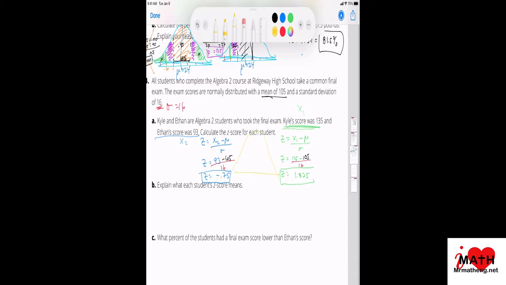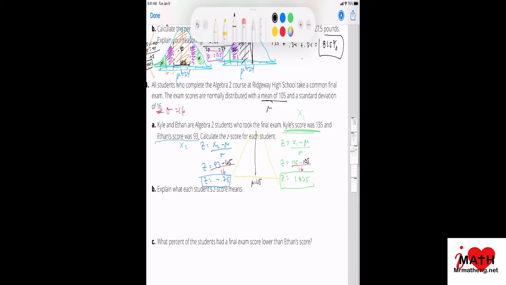Here's the curve. The mean of 105. Okay, so the green, Kyle's z-score, is 1.875. Or if you think about it, 135 is way up here. And notice that number is going to be a positive z-score. That's why it's positive. And the score of 93 is below the black line. Does that make sense? So this is 93, and this is a score of 135.